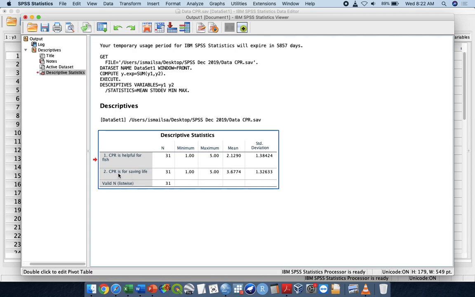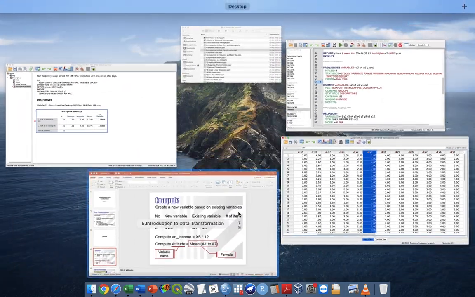And then CPR is for saving life. Most of them are actually in the midst of unsure or undecided, because it's 3.6, 3 is neutral, right? 3.6 is some sort of very undisclosed argument, because you cannot say they agree also. Alright, that is the example if you want to analyze individually in your EDA, exploratory data analysis.